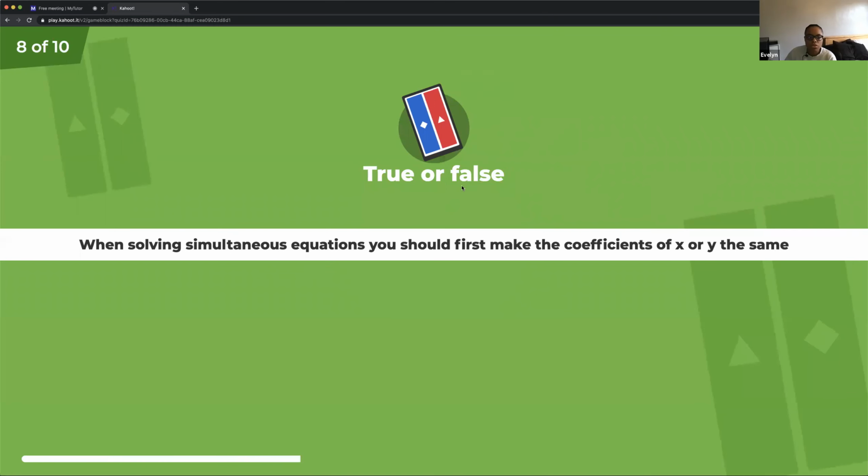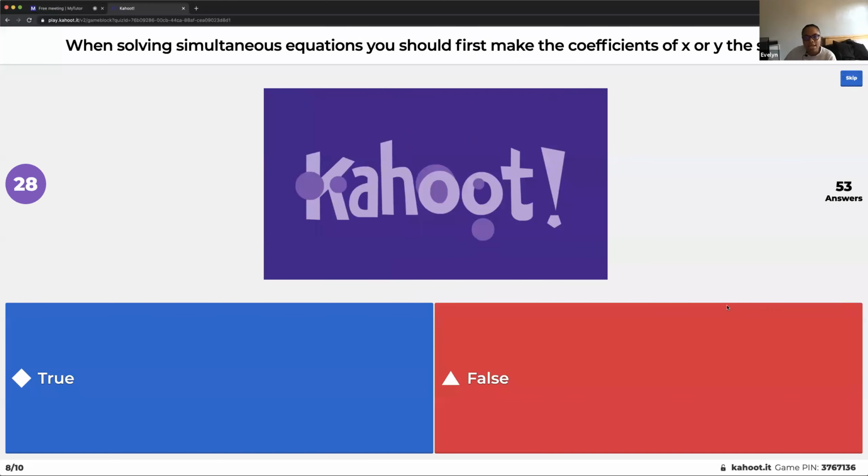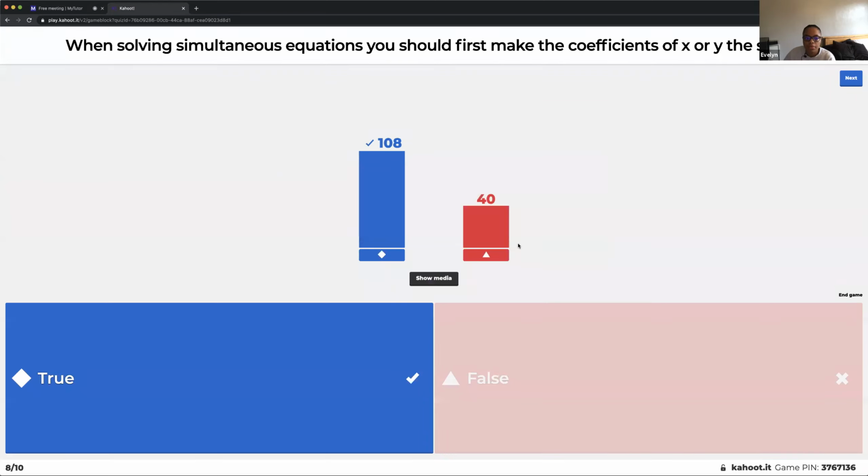True or false? When solving simultaneous equations, you should first make the coefficients of x or y the same. Is that true or is that false? What do you guys think? Brilliant. So they should be the same.